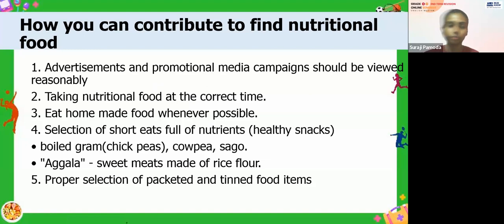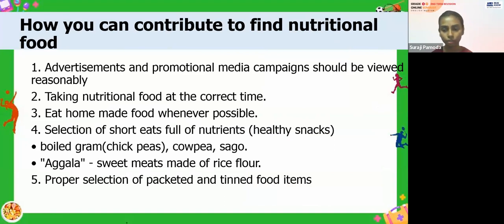Between the main meals, we take snacks, right? So how many snack times should there normally be? 2, right? Between breakfast and lunch, 1 snack time, and between lunch and dinner, 1 snack time. Okay, there should be 3 main meals and 2 snack times. Right. And then eat homemade food whenever possible.